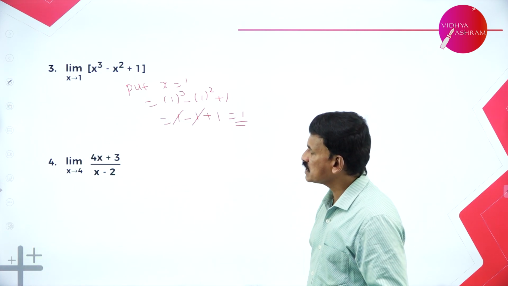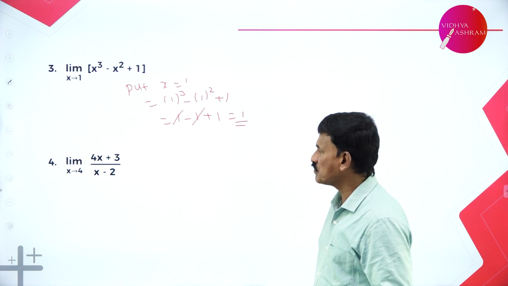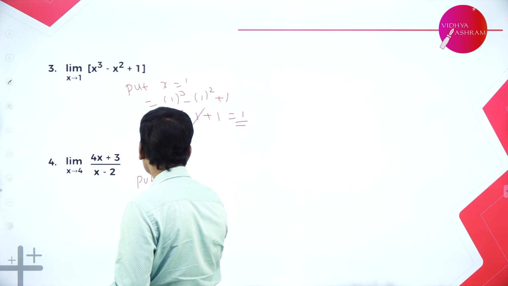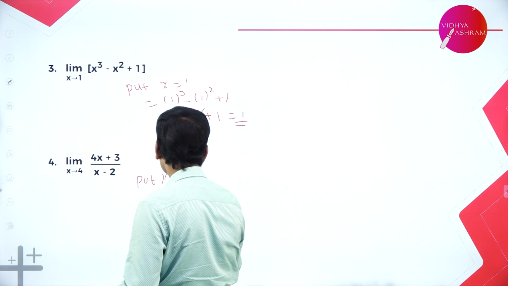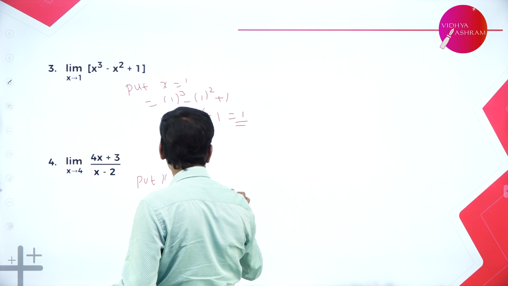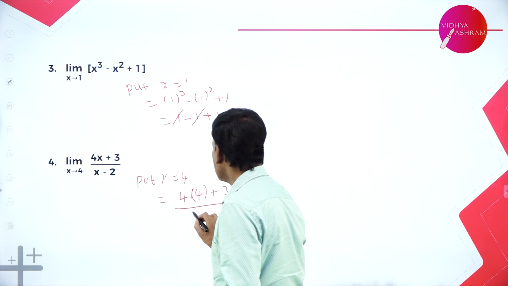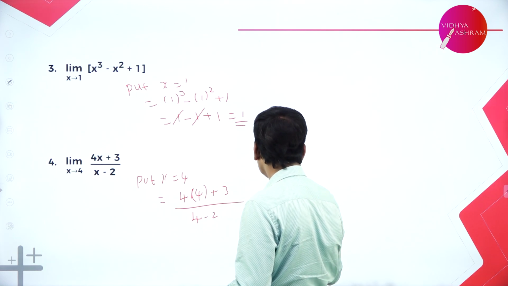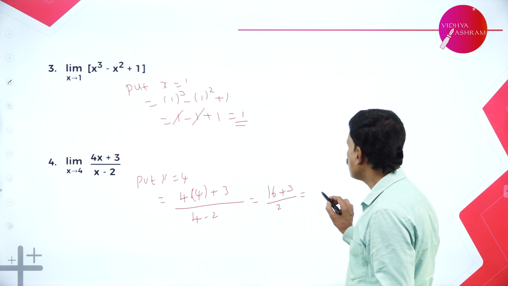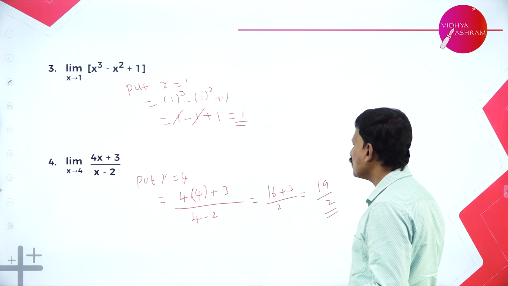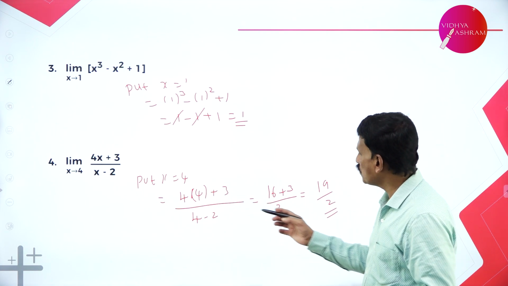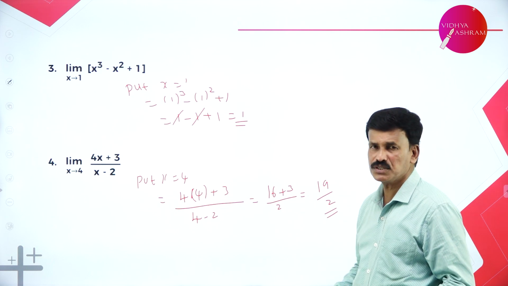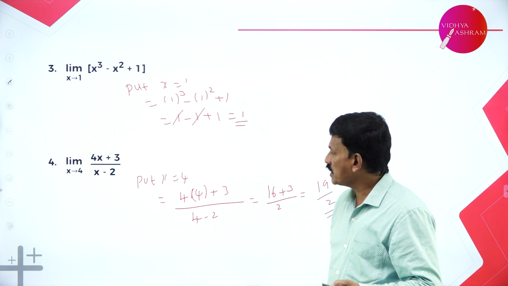Now in the next problem, evaluate limit x tends to 4 of 4x plus 3 divided by x minus 2. Here put x is equal to 4. If you put x is equal to 4, you will get 4 into 4 plus 3, divided by 4 minus 2. That's 4 fours are 16, plus 3, divided by 4 minus 2, which is 2. 16 plus 3 is 19. 19 by 2 is the value of the limit. Put x is equal to 4, you will get 19 by 2 as the required answer. Okay. Move on to the next problem.